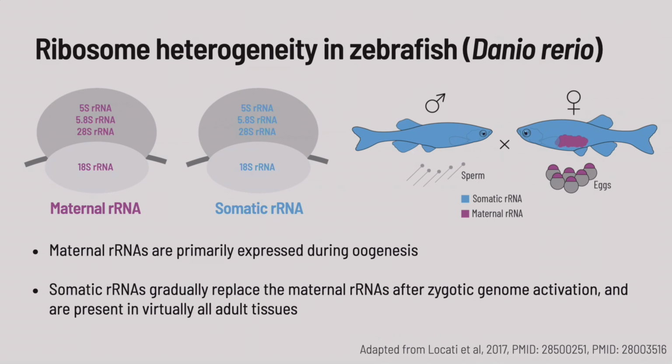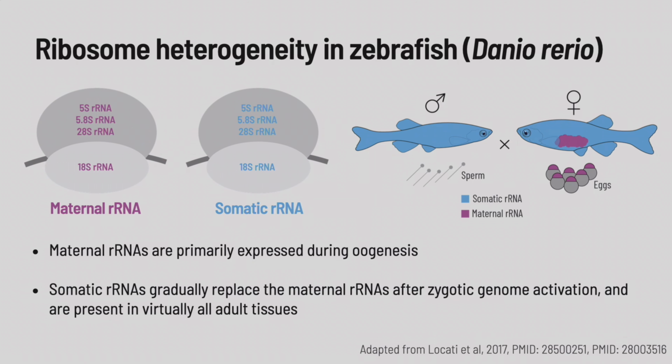The maternal ribosomes are called maternal because these rRNAs are primarily expressed during oogenesis, and then they will be maternally deposited in the eggs. And then, as I was saying, throughout development, these ribosomes will be replaced by the somatic ribosomes made of these somatic rRNAs that will start expressing after zygotic genome activation, and it will be present in virtually all adult tissues.